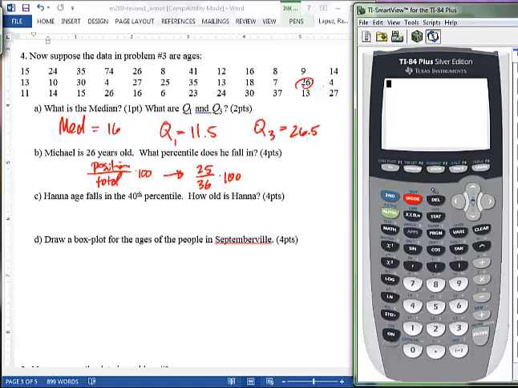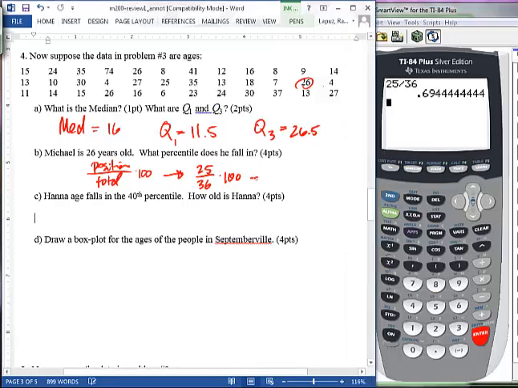Back to our home screen. 25 divided by 36, and then times 100 would just move the decimal place over, so it looks like we have the 69th percentile. So we'll go with the 69th percentile, and I think it's good to actually spell out the whole word. If not, just do the percent sign in ILE, so 69th percentile.